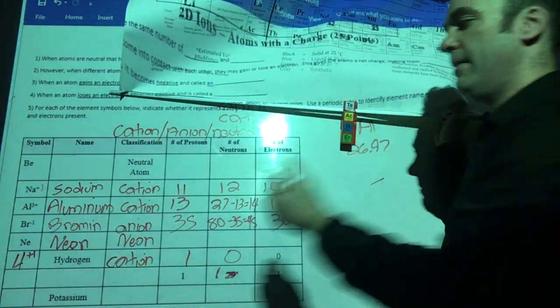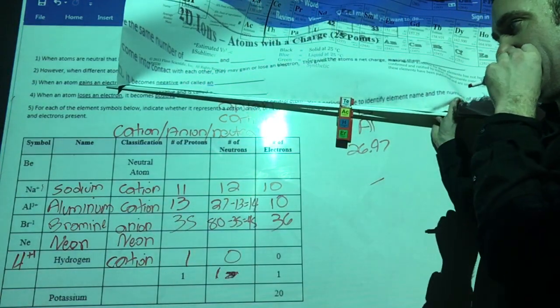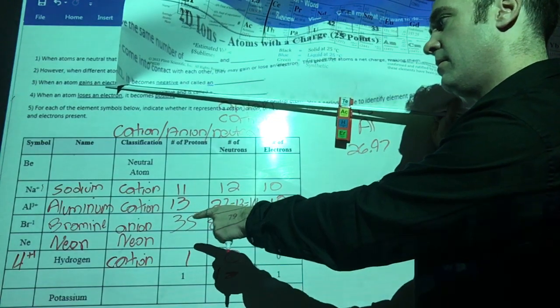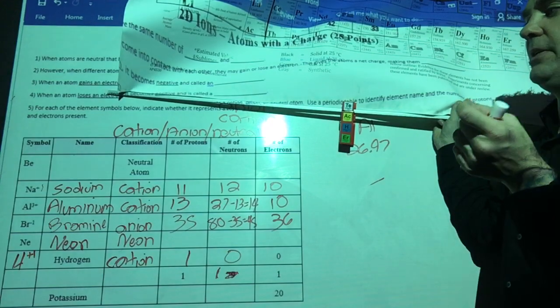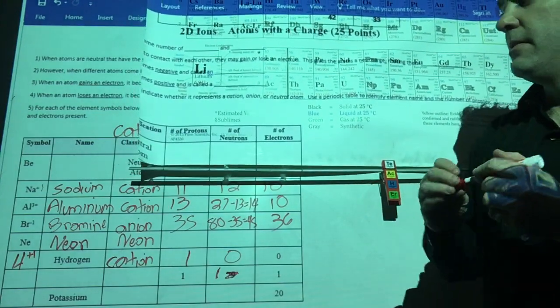Wait, Mr. Baker. What? But if it gains an electron, isn't it an anion? Yeah. So like, isn't sodium plus an anion? No. You lose an electron. So if you lose an electron, it's plus. All right. Tune in next week.